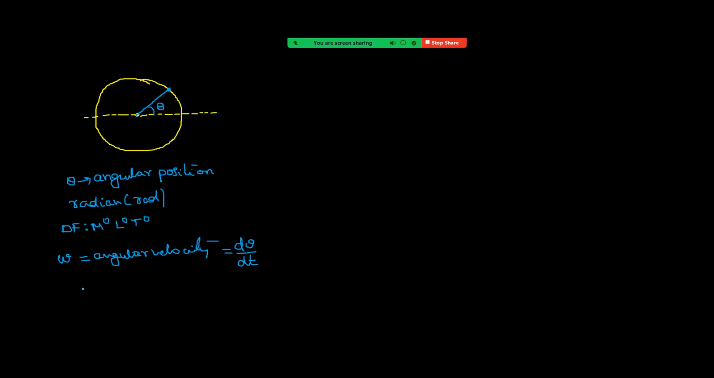Now from this, see what we can say about units. This will be radian per second. And coming to dimension formula, it is T power minus 1 for time. And we have to focus here regarding the direction part.